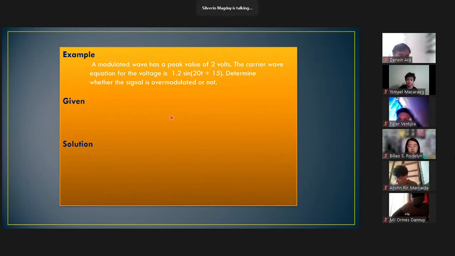So ano yung given? So we have a given carrier wave. O so ano yung 1.2? Ano ngayon yung 20t plus 15? Ano yung sa 2 volts? Modulated wave. So given yung Vm, modulated wave, sa peak value of 2 volts. The carrier wave, so 1.2. Yun na yung amplitude naman ni carrier wave.